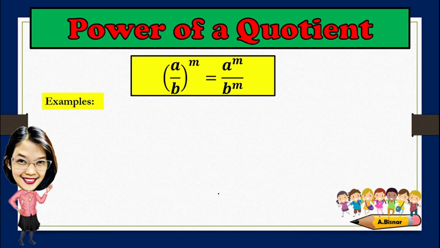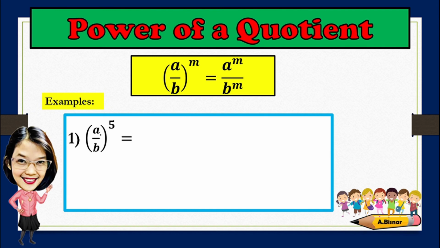Next, let us discuss power of a quotient, wherein (a over b) raised to m is equal to a raised to m over b raised to m. For example, (a over b) raised to 5. This will be equivalent to a to the fifth over b to the fifth.